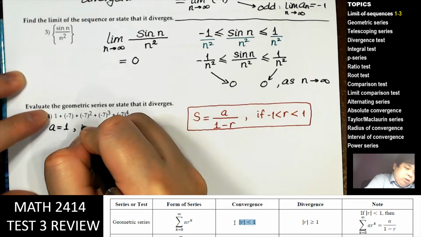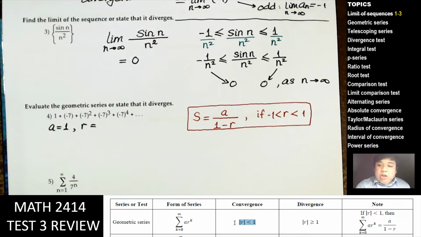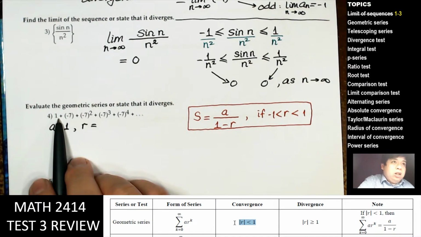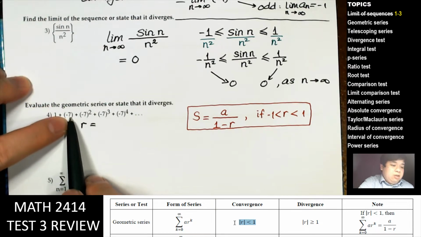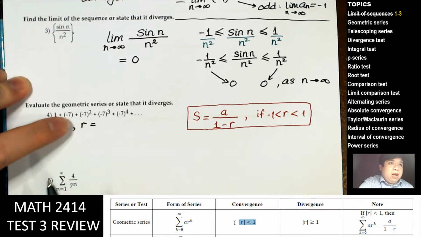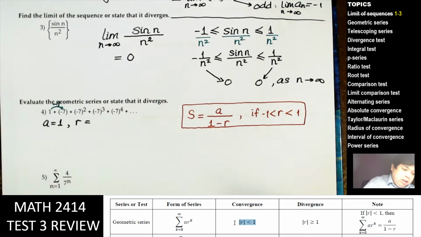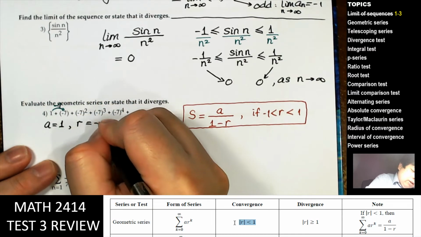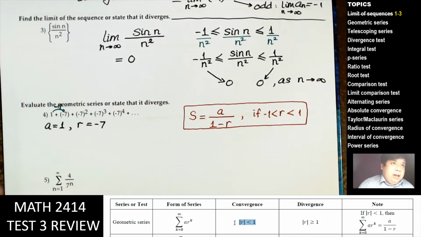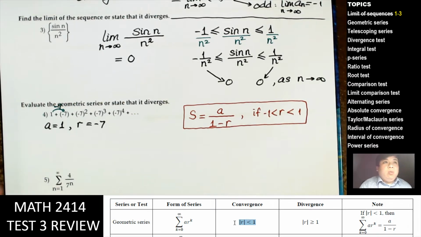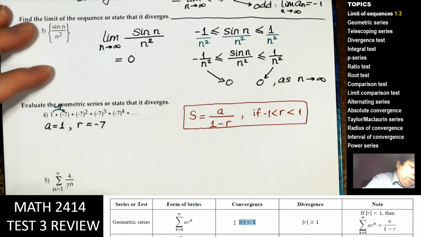And the common ratio. To get the common ratio, we find the number we multiply by to get from this term to the next. So from 1 we multiply by -7 to get to the next, multiply by -7 again to get to the next number. So r is -7. And here we see that -7 is not between -1 and 1. So the series is divergent.